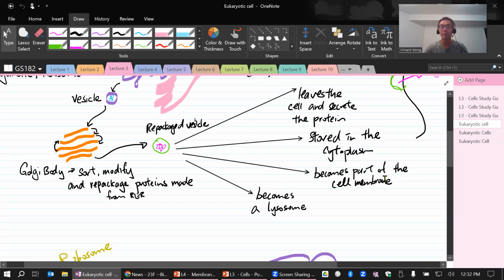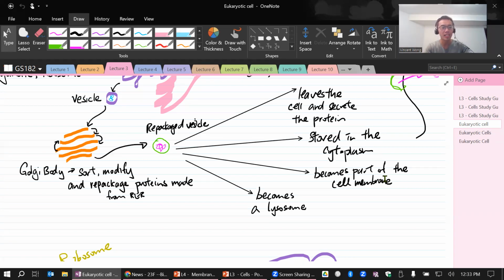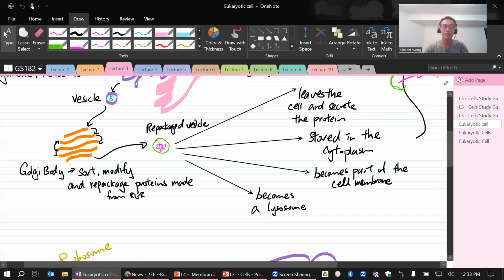Right? So the cell membrane is made up of the phospholipids, a little bit of cholesterol, and as you will see later on today, it also has quite a bit of proteins in it. And finally, it can become this other organelle called the lysosome. Okay, so lysosome and Golgi body are also part of the endomembrane system, right?